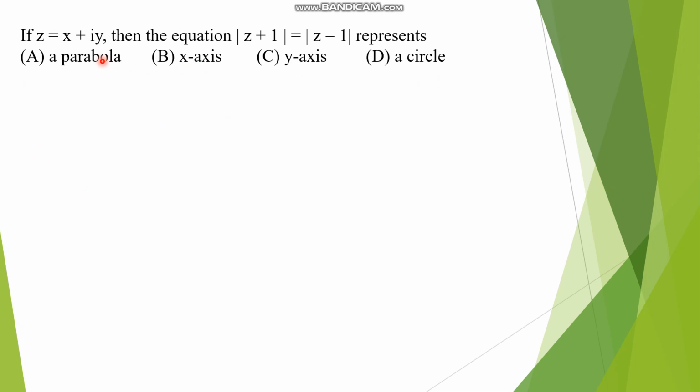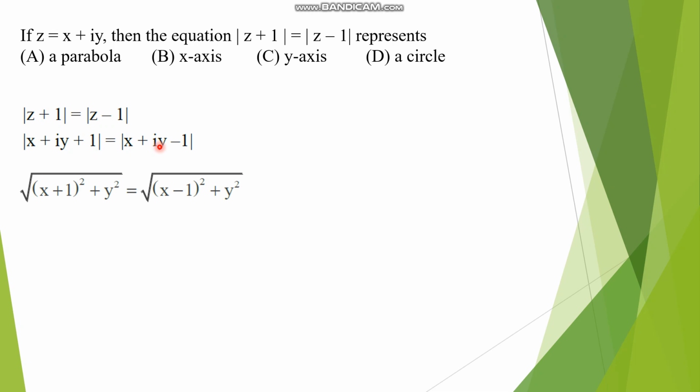Next question, if z = x + iy, then the equation |z + 1| = |z - 1| represents. Now, if |z + 1| = |z - 1|, just substitute z, which is x + iy. We get |x + iy + 1| = |x + iy - 1|. And when you take the mod, you know the meaning of mod. Mod is root of a square plus b square. So here it is (x + 1)^2 + y^2, and here it is (x - 1)^2 + y^2.